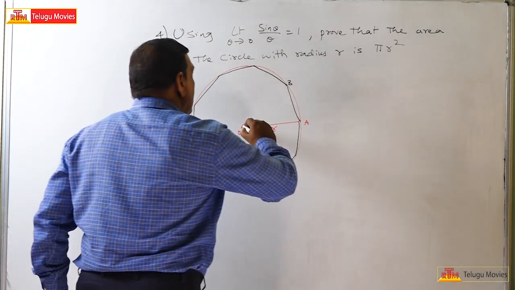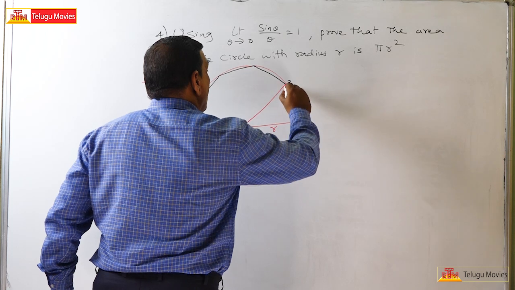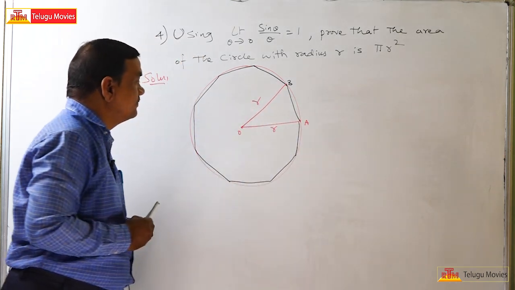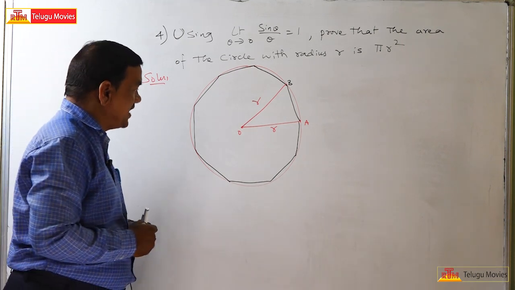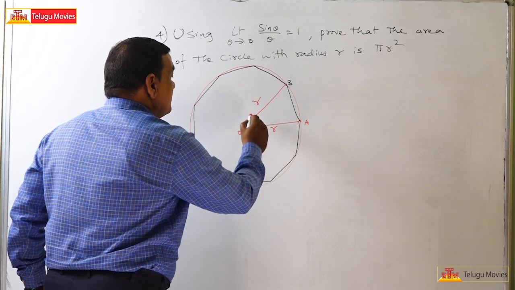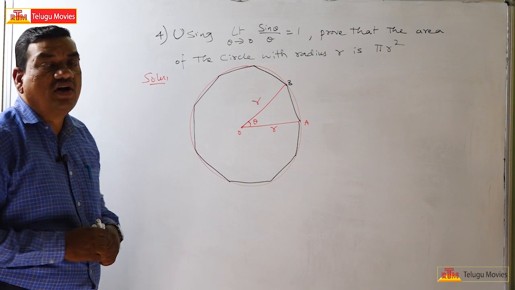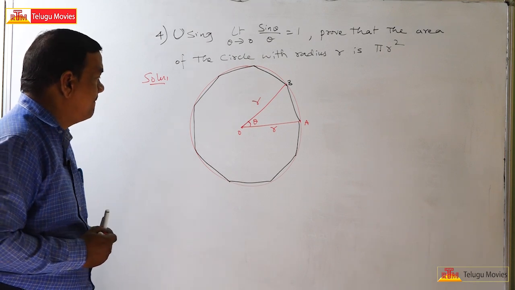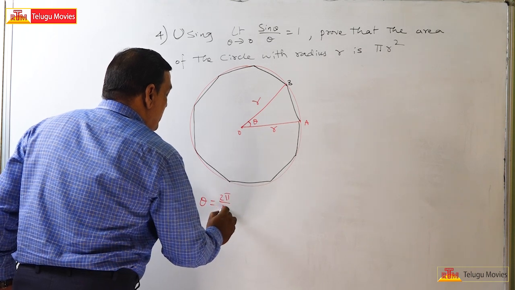Let us join OB. OB is also r. OAB is a triangle. Understand? We know the angle theta. So here what is the angle here? Theta. Right. We know the angle theta is equal to 2 pi by n clearly.